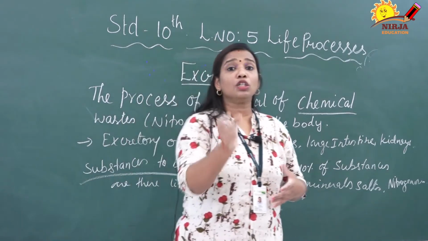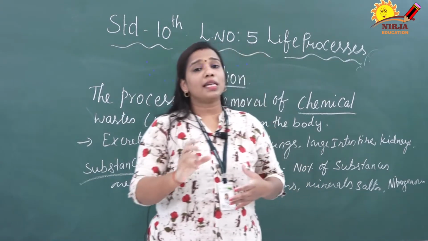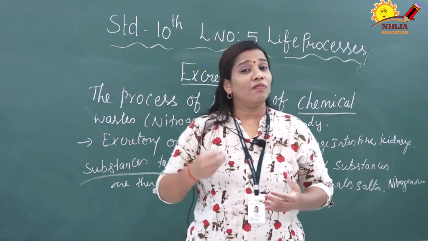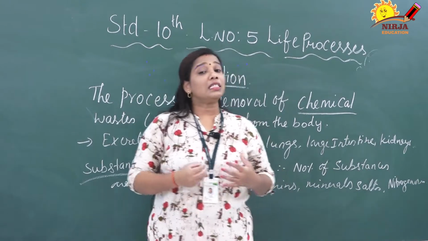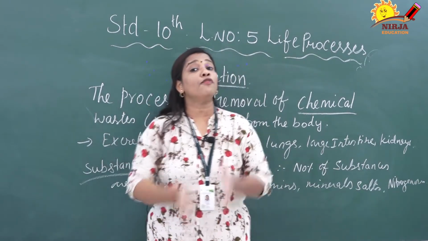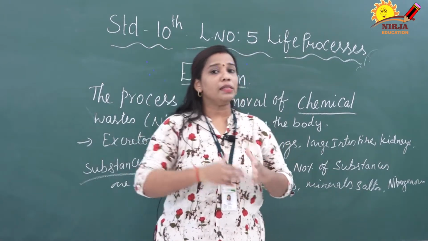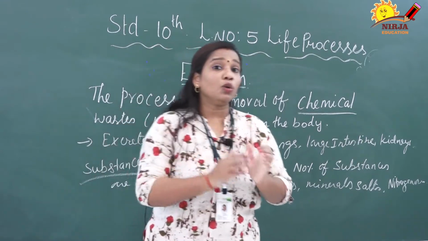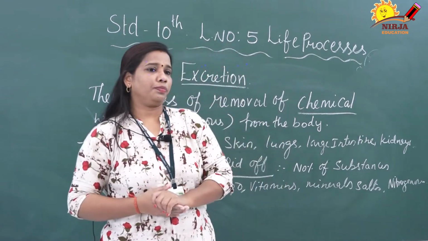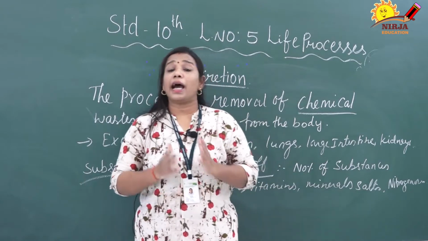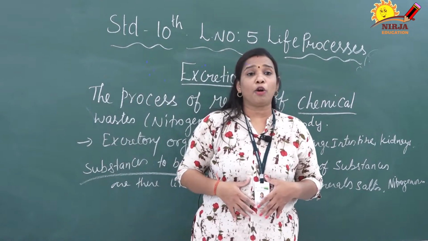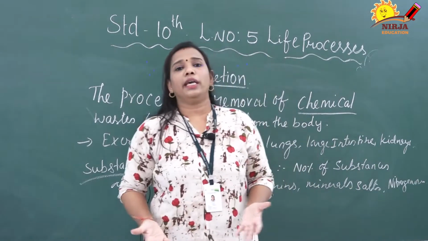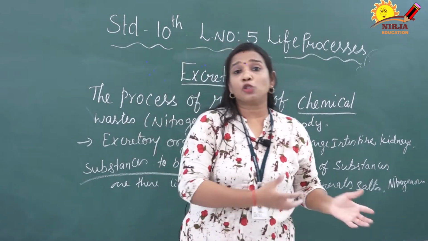The second one is uric acid. Uric acid is mostly released as the waste material of birds and reptiles. Human beings release waste material in the form of urea. So, mammals release urea as a waste material. Now, urea is a highly poisonous substance. If it is accumulated inside the body for a long time, it leads to death. So, that urea has to be removed.